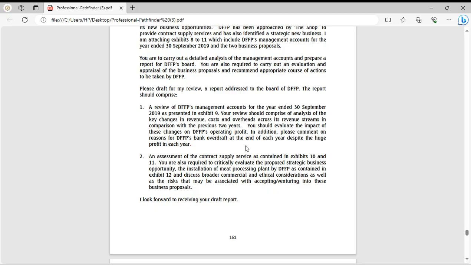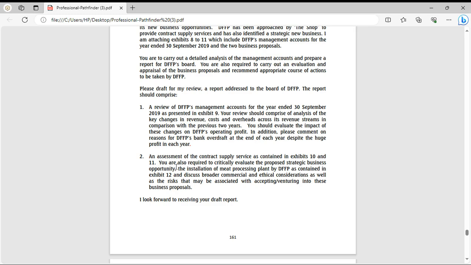So basically, number one is the financial statement analysis, because if you look at it, we're asked to analyze revenue, cost, we're asked to talk about overheads, operating profits, and bank overdrafts, and all of this will be found in the what? It will be found in the financial statement. So basically, that is a financial statement analysis.